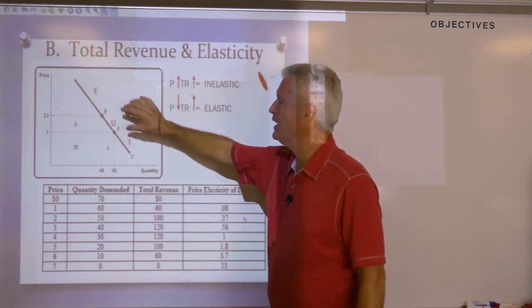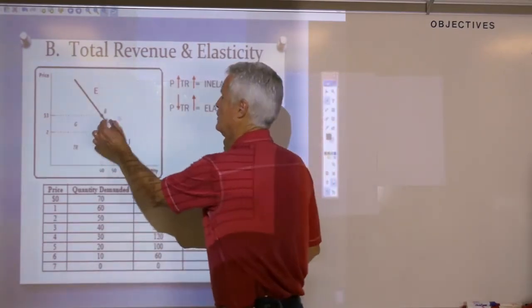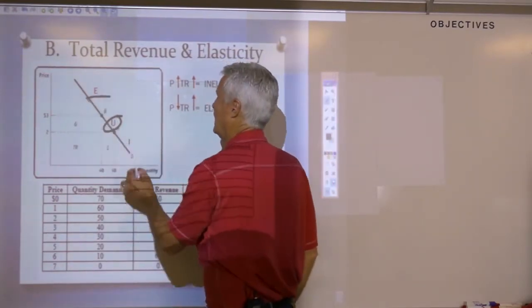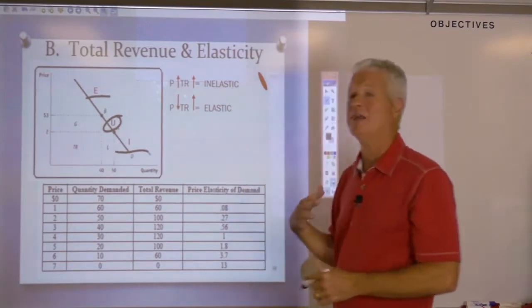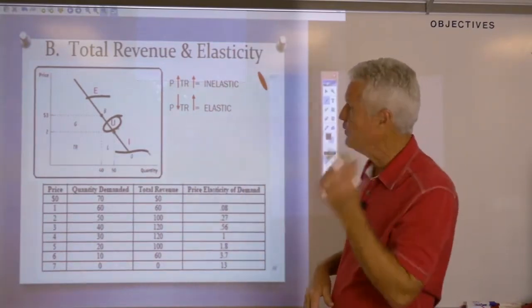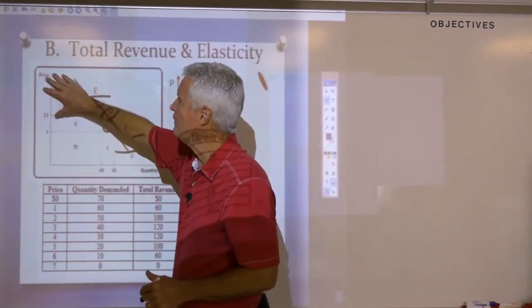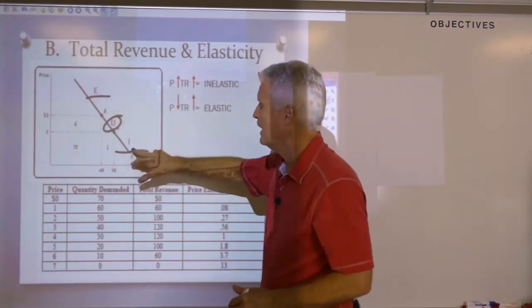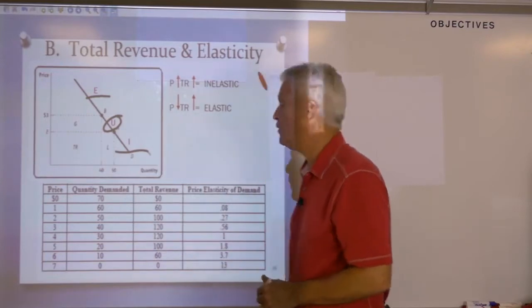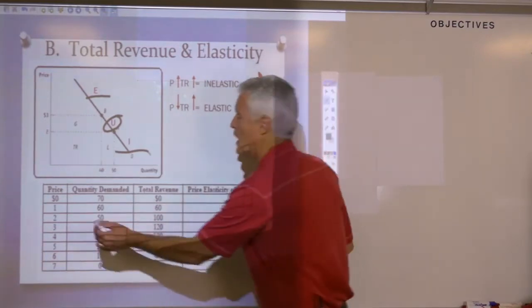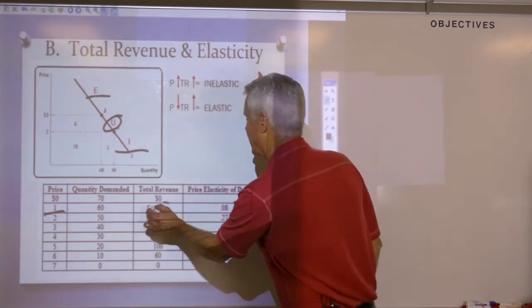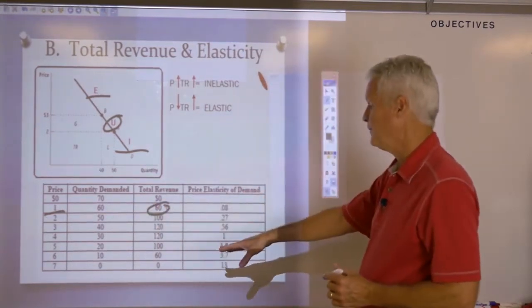Now let's look at the total graph and see what happens. We already said the midpoint is unit elastic, the left side is elastic, and the right side is inelastic. How does that work? Let's start over here at a very low price. We have a very low price, and we sell lots of quantity. If our price is $1, we sell 60 units. That's $60 in total revenue.